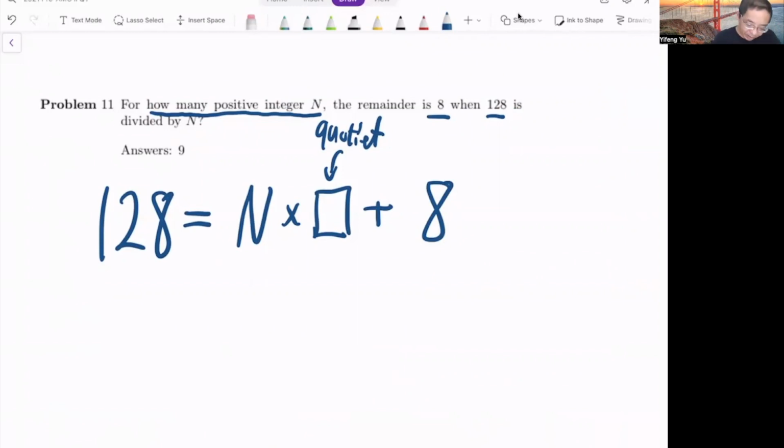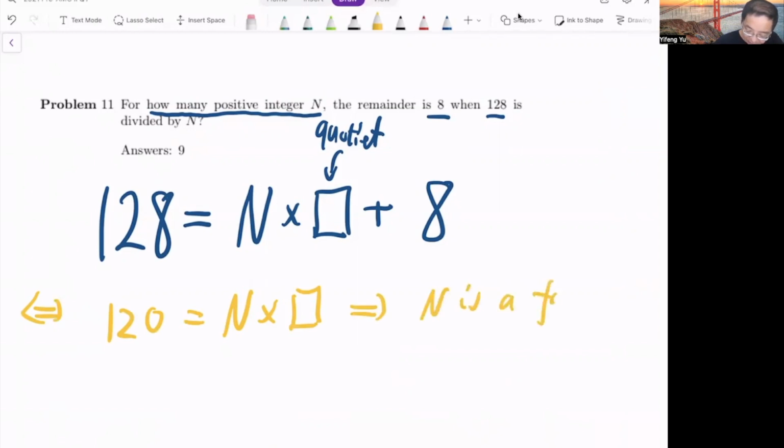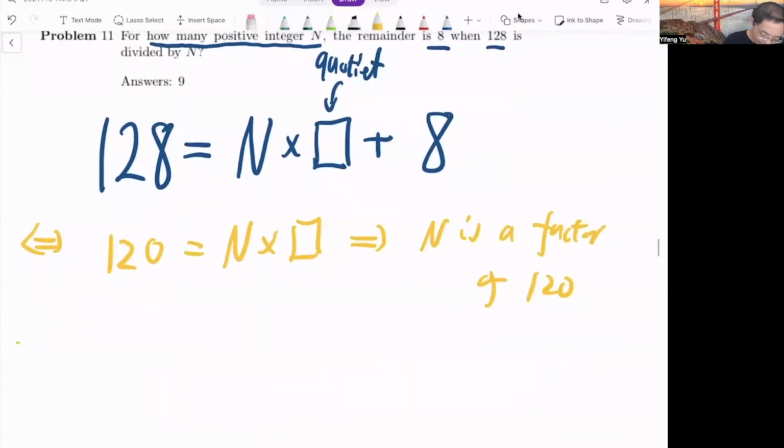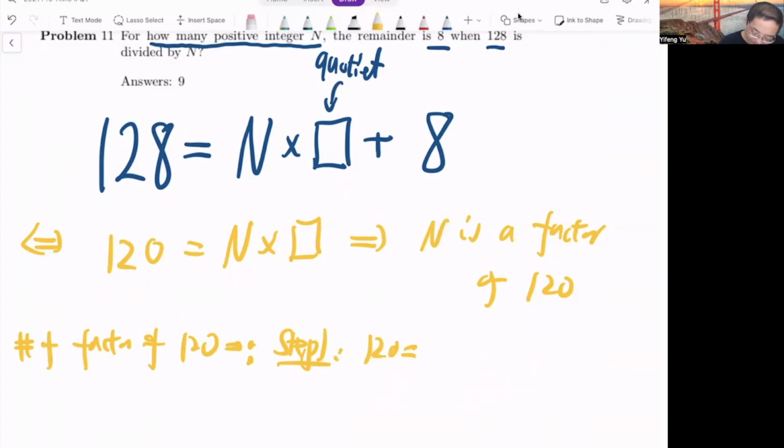Okay, and from here, we quickly get, if you subtract 8 on both sides, 120 is n times this. So this just tells us n is a factor, or we say divisor, of 120. All right, now let's see what is the number of factors of 120. How do we do it? Remember, we have two steps. Step one, we do prime factorization. So 120 equals 2 cubed times 3 times 5.